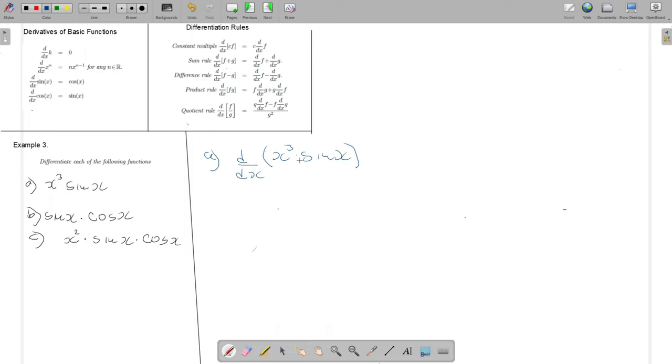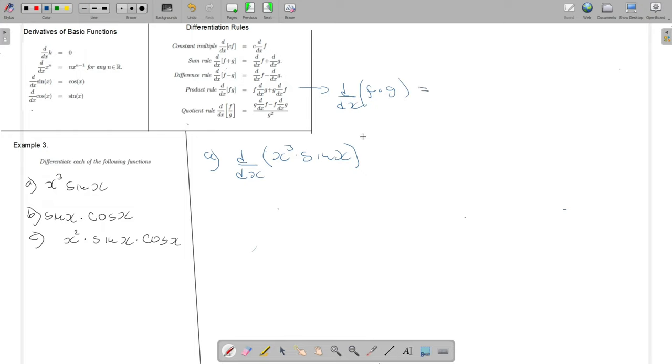rules. If you look at the rules here, this is constructed by the product of x cubed and sine x. That means it's constructed by a product of two functions. So we have to use this product rule. If you look at the product rule, the left hand side asks to differentiate a product. First take the product of two functions and differentiate, like here. Differentiate the product of two functions.